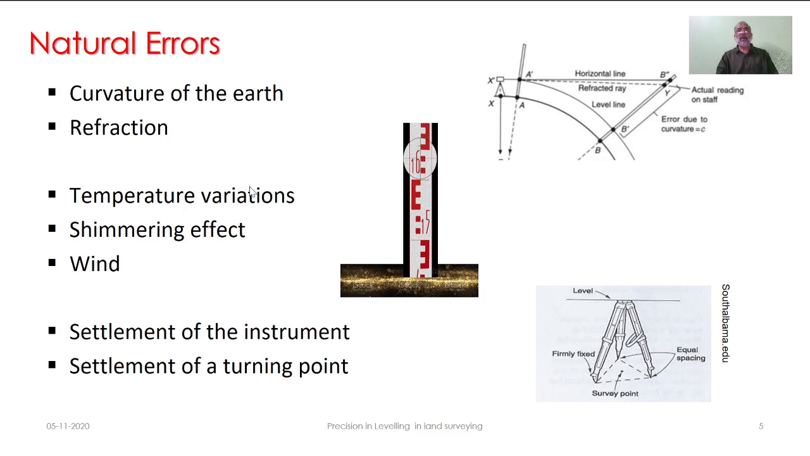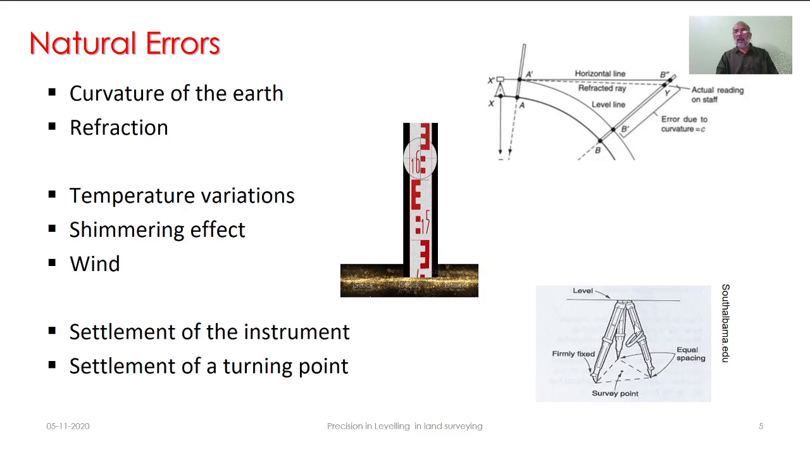Over the day we could be working, so in the morning, in the noon, in the evening, there could be a lot of temperature variations. Even it is quite probable that as we work in the immediate vicinity of hot asphalted surfaces or desert-like areas, there could be considerable glare, which is called the shimmering effect. It is also probable that the blowing wind won't facilitate exact verticality of the staff that we are holding.